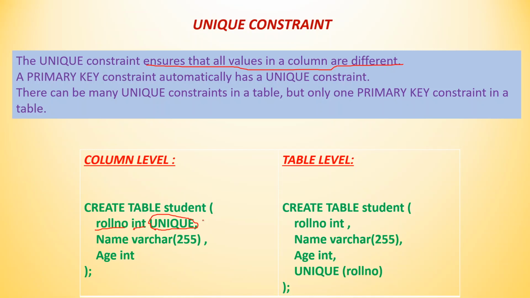This we can apply at column level and table level both. This is for column level and this is for table level. After writing all the attributes, you will write keyword unique, and here you will mention all the attributes separated by comma for which you want to keep unique values. Here only roll number is mentioned. You can write other attribute names also for which you want to enter only unique values. Okay. So this you can apply at both column level as well as table level.